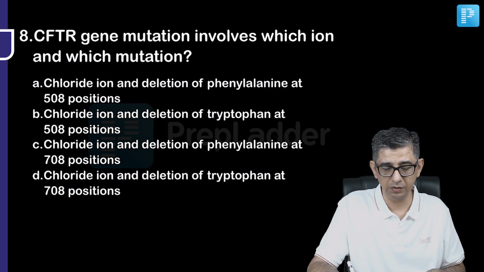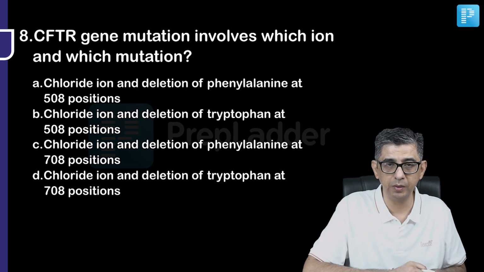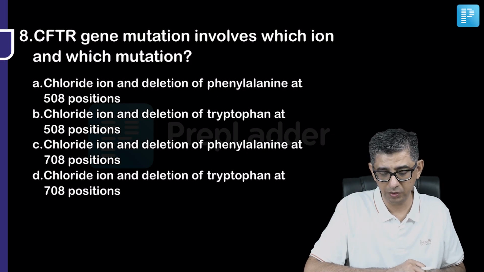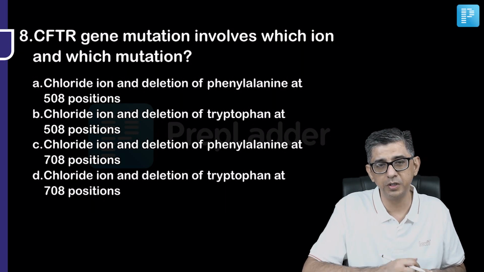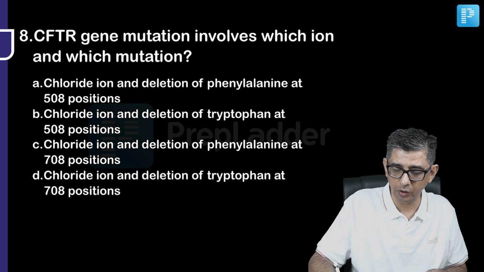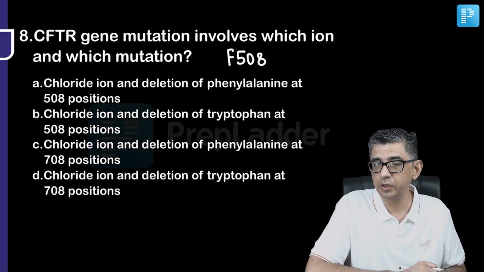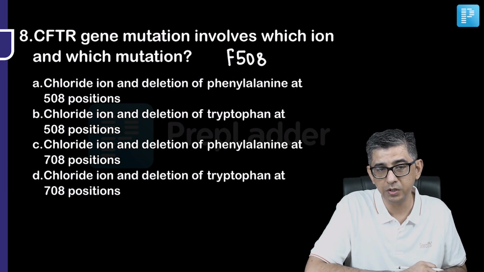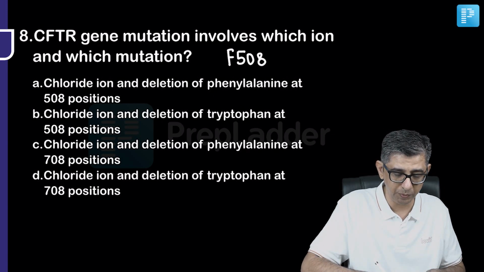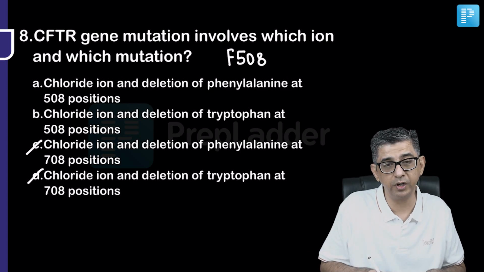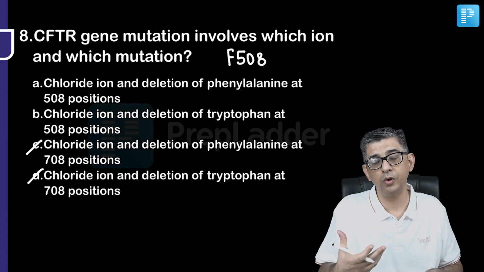He did not write the word cystic fibrosis, but it's understandable. Cystic fibrosis transmembrane receptor gene mutation involves which ion and which mutation. So it would be chloride all the way. So all options are chloride. You also know that the commonest mutation, though there are 1600 mutations which are described, is the F508 mutation. So that way you can rule out at least option number C and D, where 708 is written. Now you need to select which amino acid would be affected.